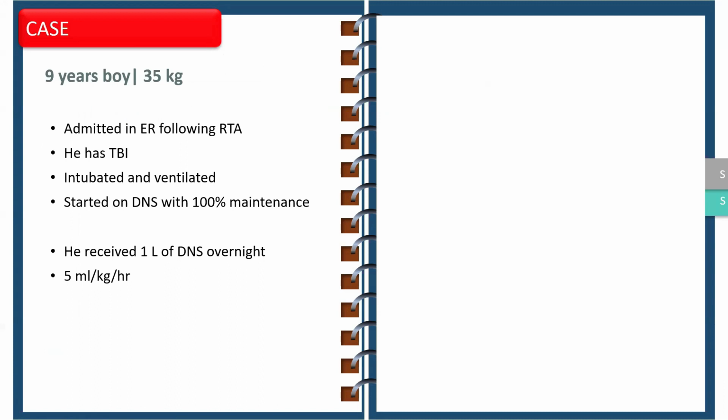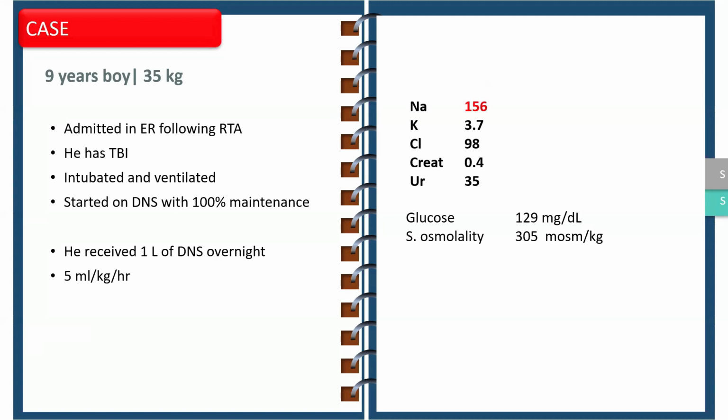maintenance. He received 1 liter of DNS overnight and his urine output was 5 ml per kg per hour. On further assessment, the sodium is 156, normal potassium, normal renal functions. The blood glucose is 129 mg per deciliter and serum osmolality is 305 milliosmoles per kg.